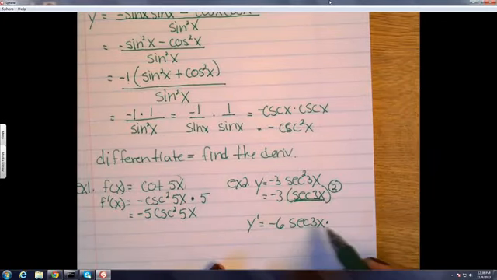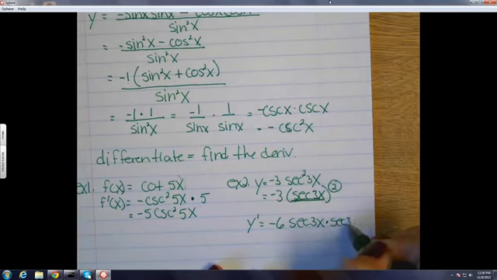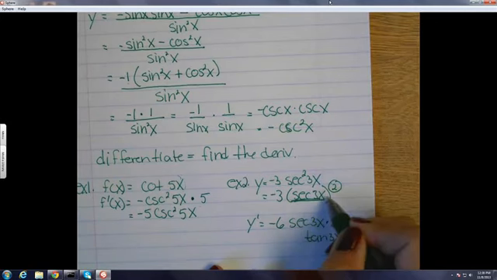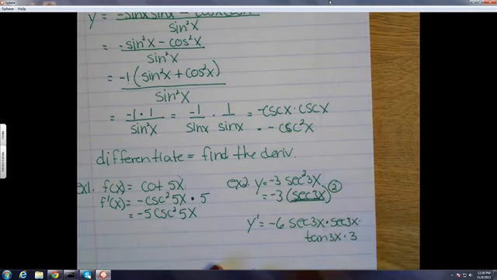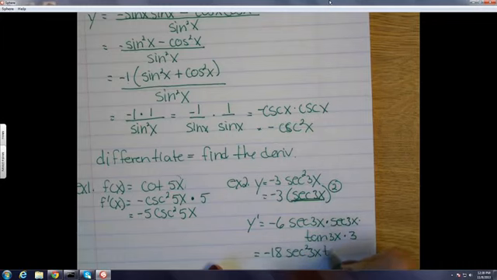So I'm not going to have nearly enough room here. Secant 3x times tangent 3x times the derivative of the angle, which is 3. So simplifying that, a secant 3x times a secant 3x is a secant squared 3x. We do need to bring those together. The 3 can come to the front and give us a negative 18 secant squared 3x times tangent 3x.